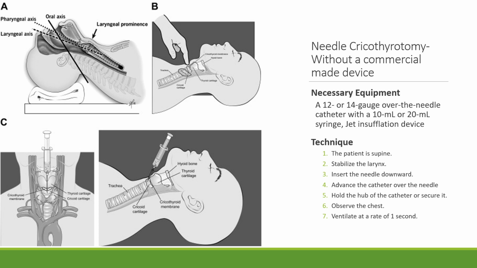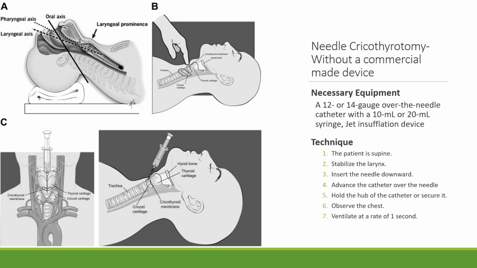Patient supine, stabilize the larynx, insert the needle downwards, advance the catheter over the needle, hold the hub, secure it, observe the chest. Good luck trying to see a chest rise with this. And then ventilate at a rate of 1 second. The reason you have a syringe, particularly if you have fluid in there, is so that when you get into the trachea, you should see air come up through the fluid. But even with an empty syringe, if you pull back, you might get some blood.